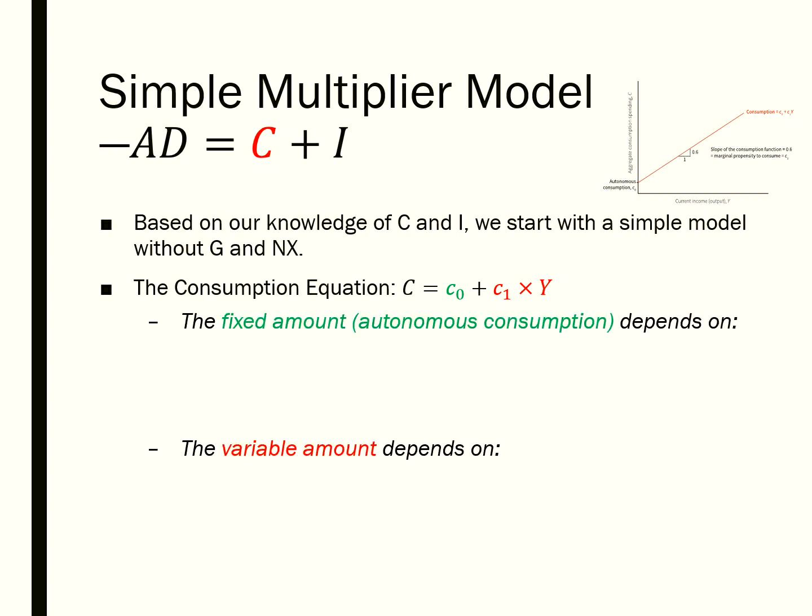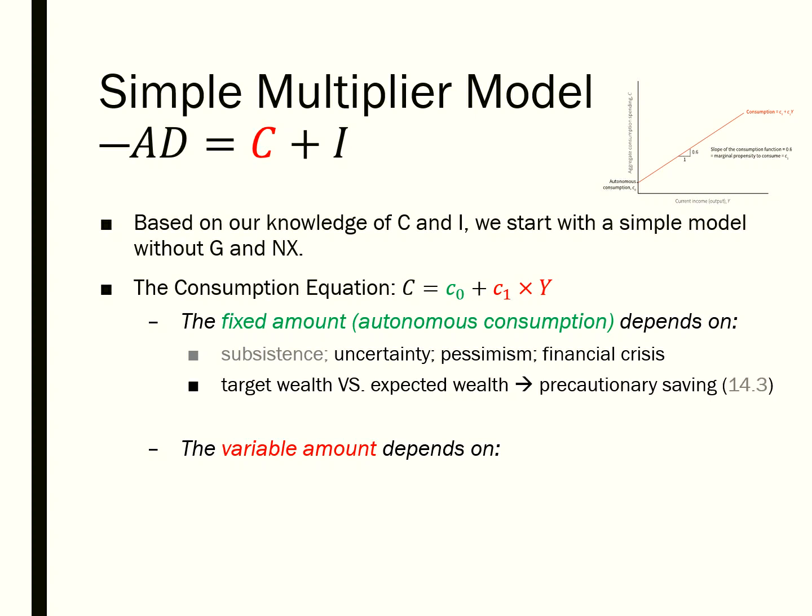It can be split into two parts. The first part is the fixed amount, or autonomous consumption, denoted as C0. It is the subsistence level of consumption anyone would need to survive, regardless of your income level. The textbook explains different factors that influence this C0 term, such as house price and target wealth.